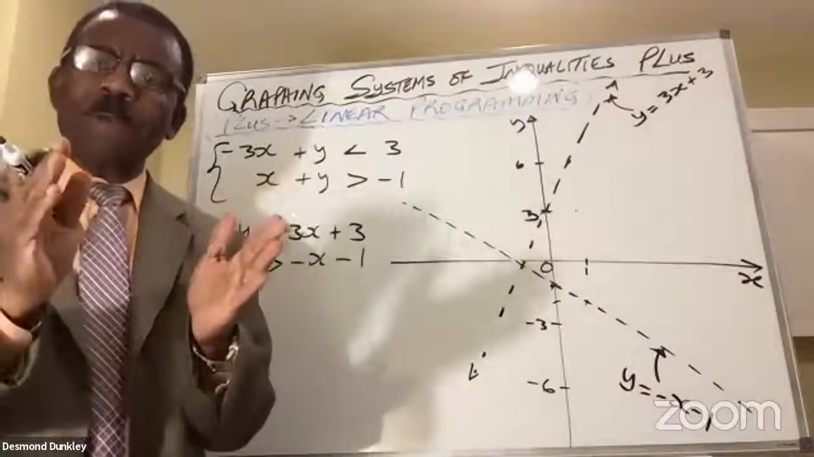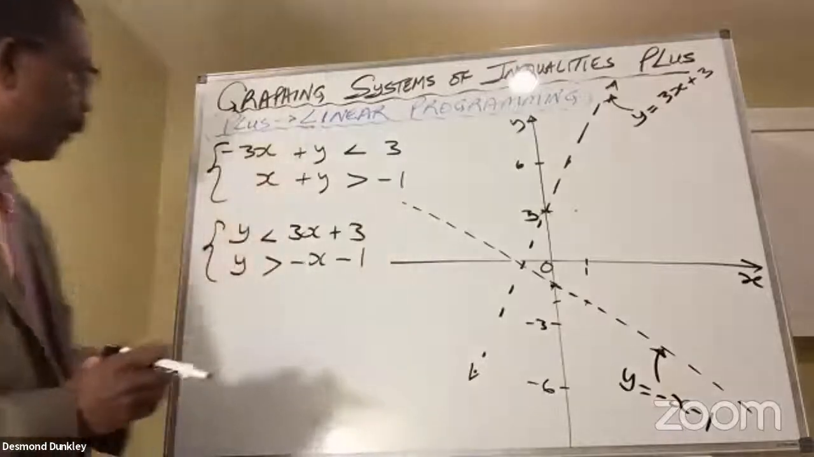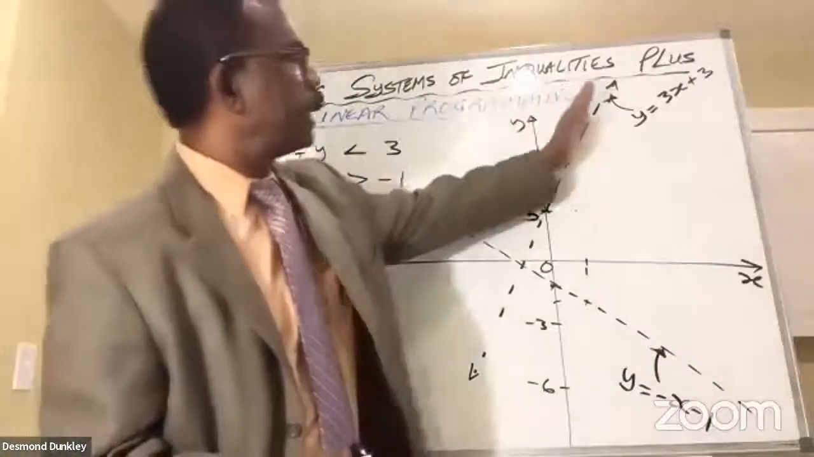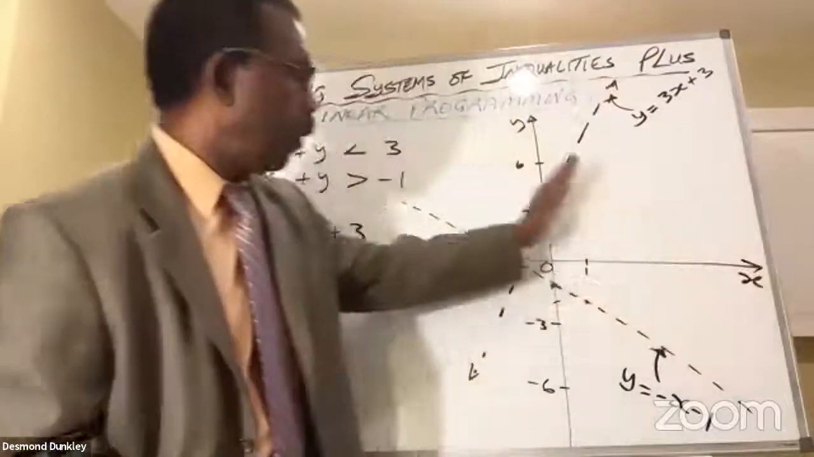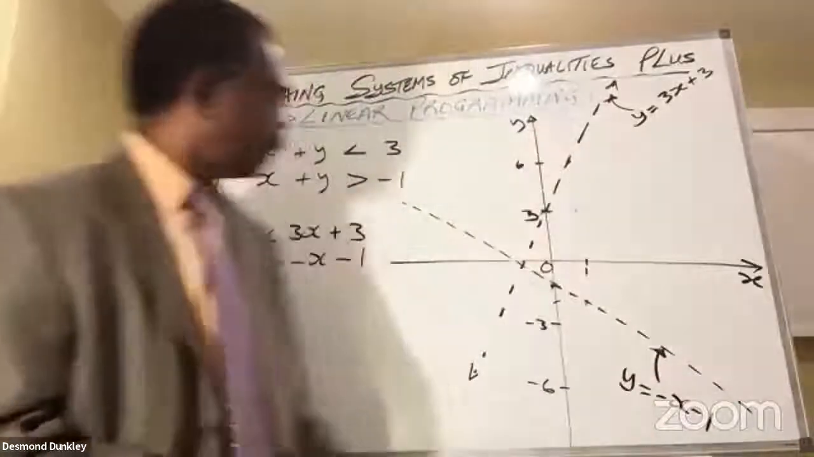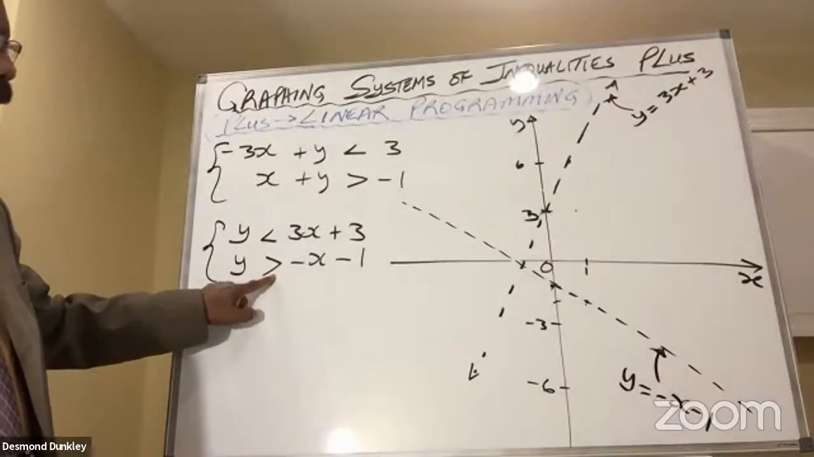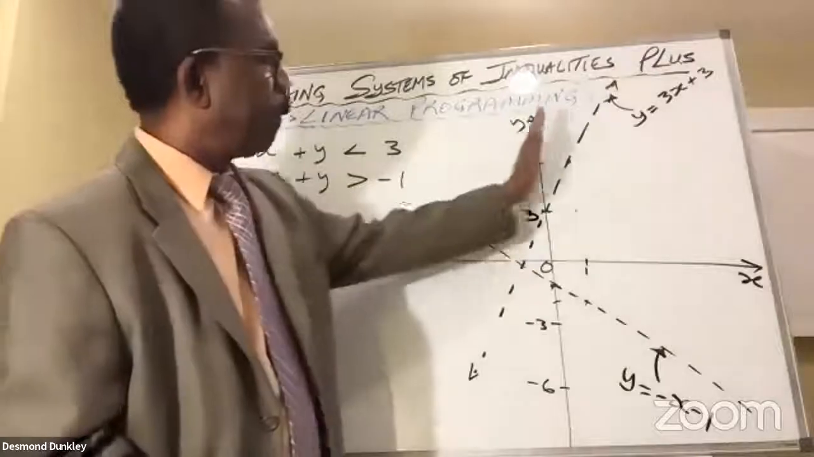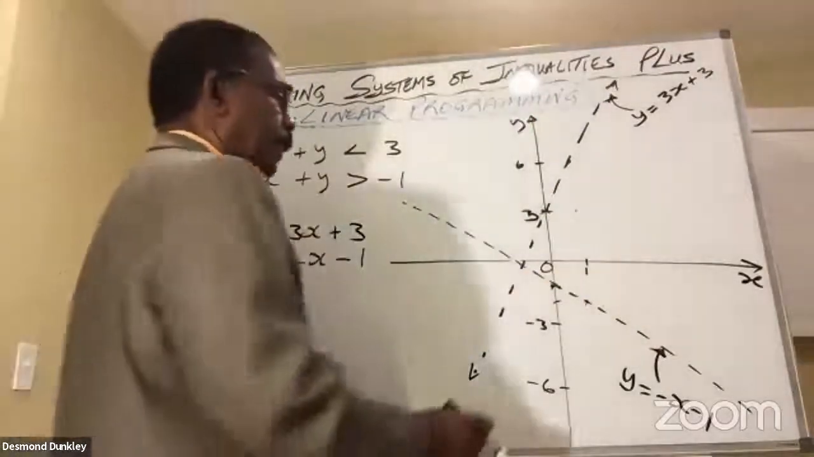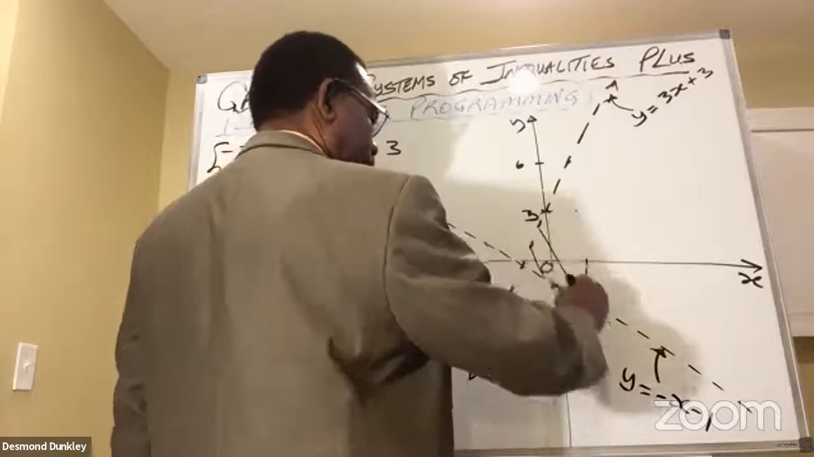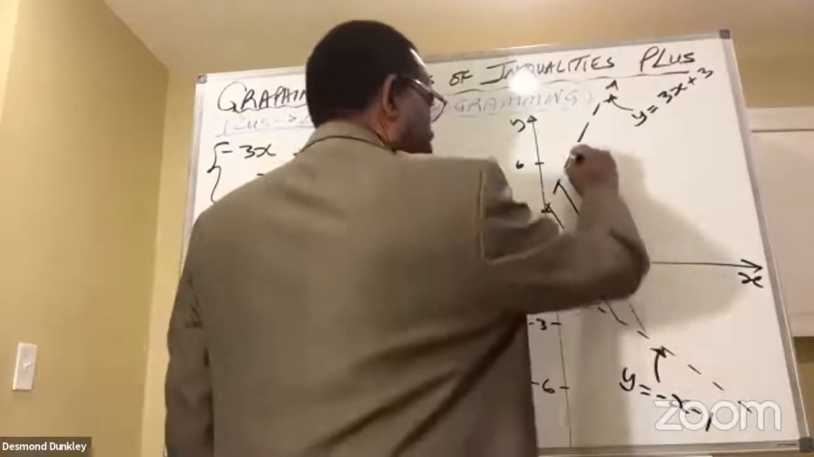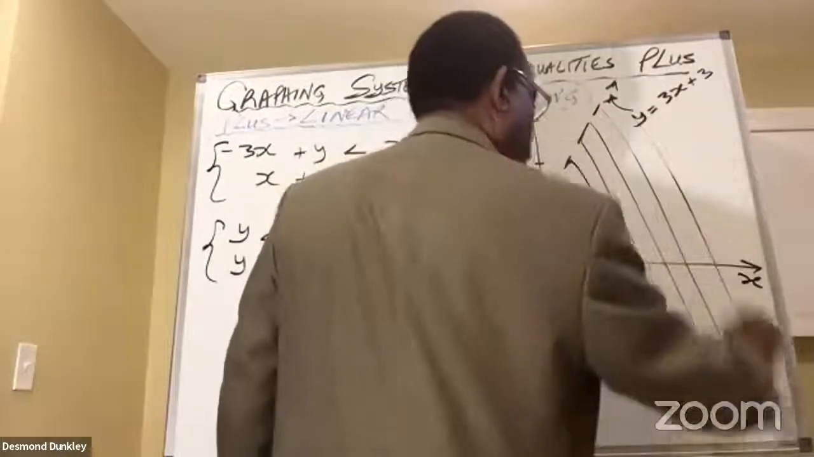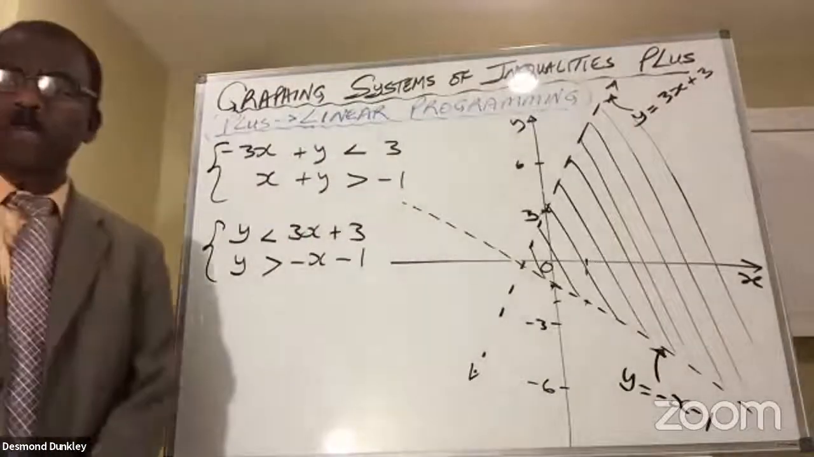What is the common area for both inequalities? Well, the first one says that it's less than, so that means this is your line here. Less than means that it's below the line. This one says greater than, so this one has to be above this line right here. So where do we have below this one and above this one? It seems to me that I'm in this corner right here. So that would be our solution set.